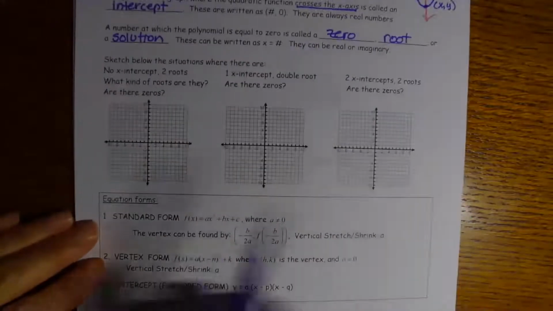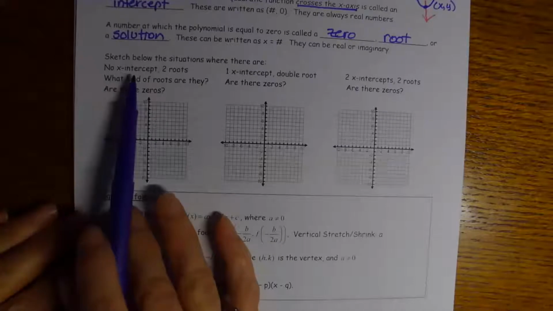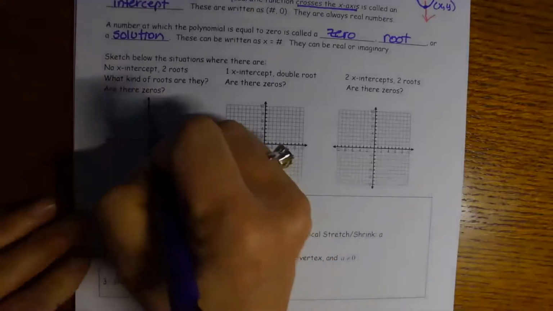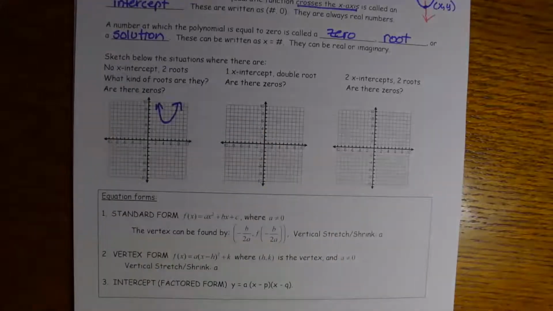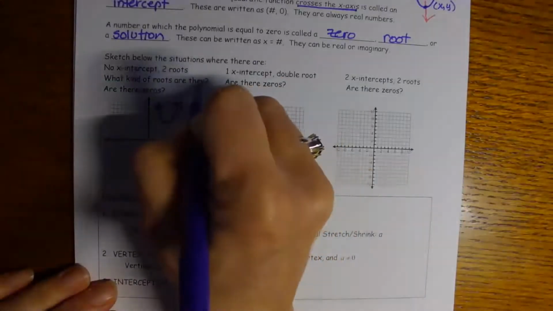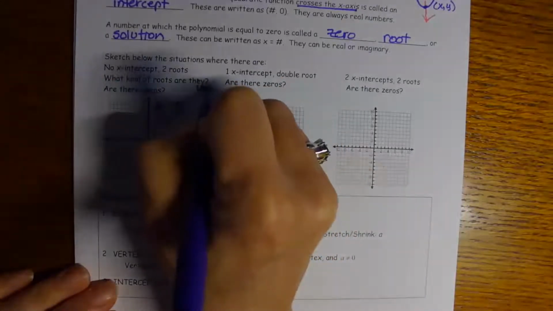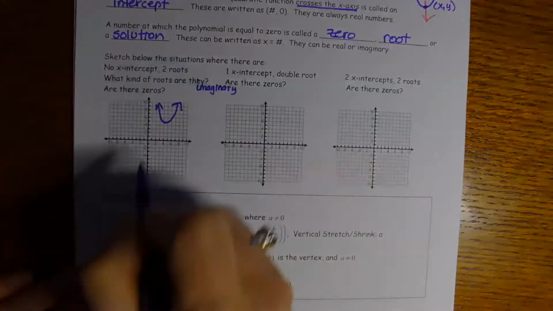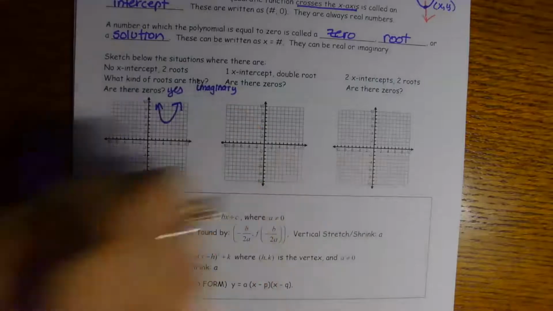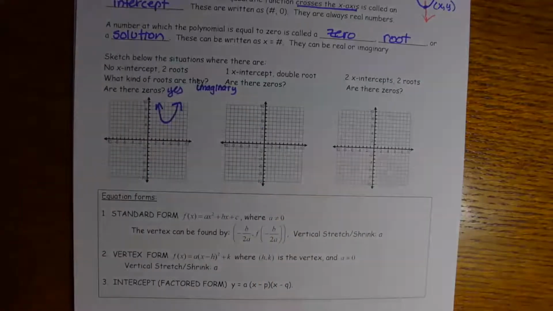So sketch the situations where there are no x-intercepts, 2 roots. Well, that would be something like this, right? It never crosses the x-axis, but it has 2 roots because they all do, because it's squared. What kind of roots are they? They're imaginary roots. Are there zeros? Yes. There's 2 imaginary zeros.